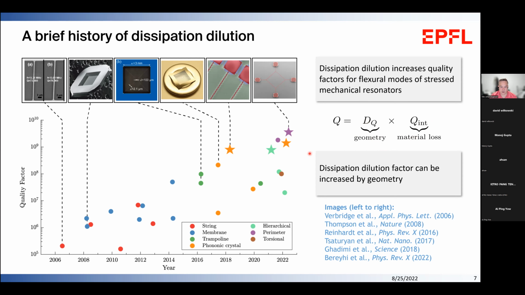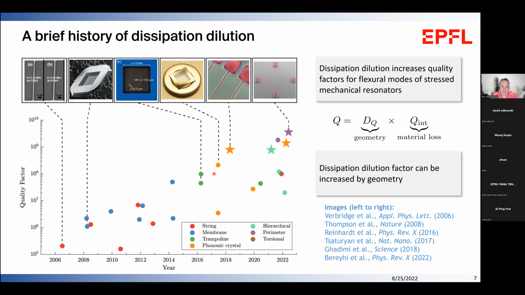And that's the kind of the trend that we see here, is that in the early years, they started out with simple strings and membranes. And then over the last decade, we have developed more exotic and sophisticated designs that lead to even higher quality factors than before, reaching up to 3.6 billion at room temperature. And the stars here are the resonators that I have worked on during my stay at EPFL.